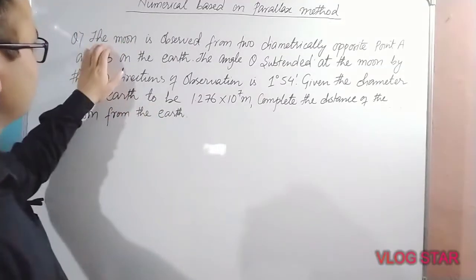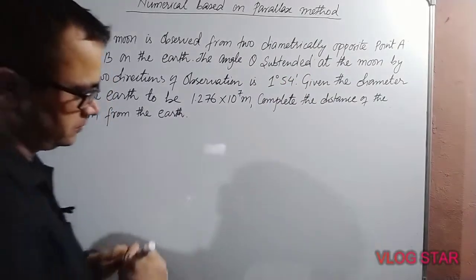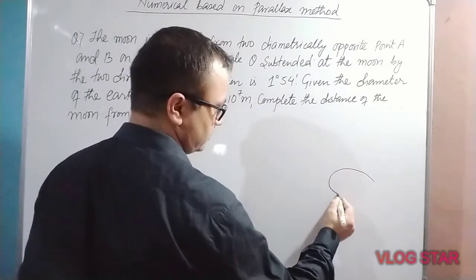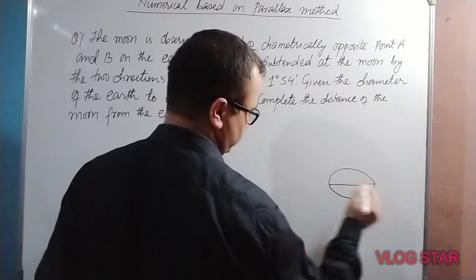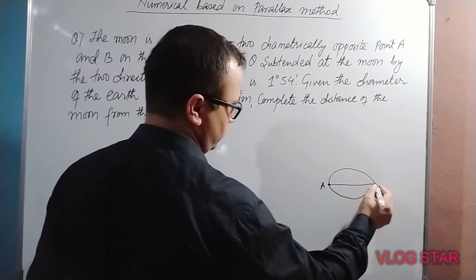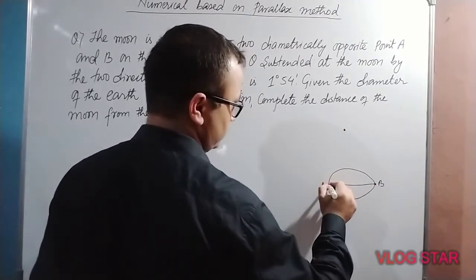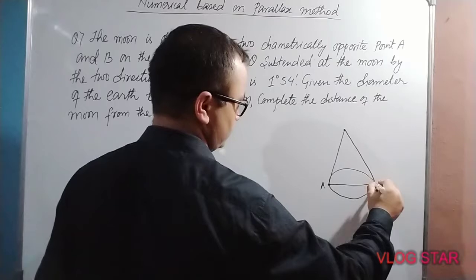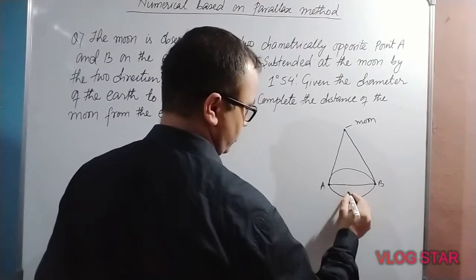Okay, the question is, the moon is observed from two diametrically opposite points A and B on Earth. Suppose this is Earth. Now it is the diameter of the Earth. Now the moon is observed from two diametrically opposite points A and B on the Earth. So here it is the moon. This is Earth.